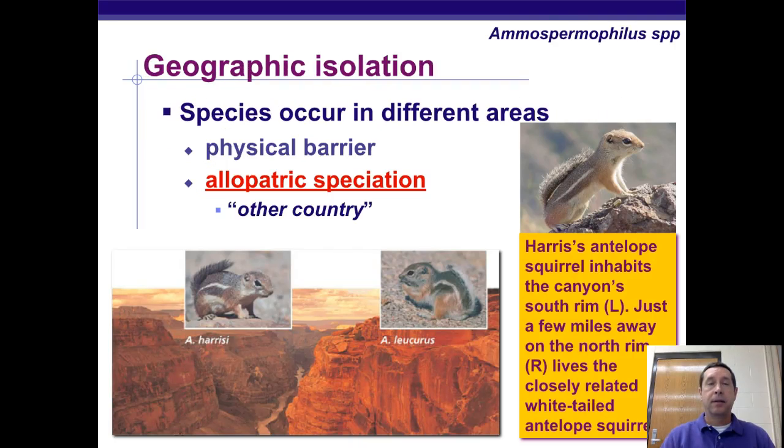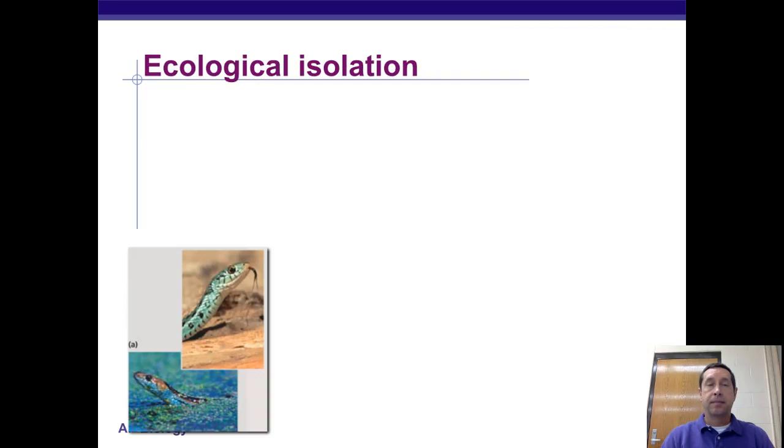So geographical isolation. You have these two species of chipmunks that live in different areas of the Grand Canyon, separated by the canyon and the river itself. The Harris antelope squirrels inhabit the canyon's south rim. On the north rim, white-tailed antelope squirrels, and again, they look similar, but are different species, and they don't interbreed. So this is an example of allopatric speciation, allo meaning different or other, country speciation.